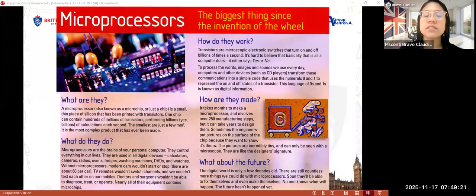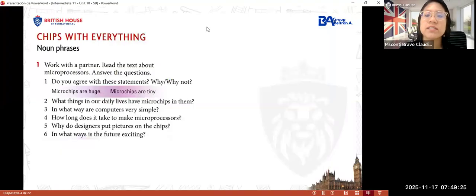So very well, guys. So this is the reading about microprocessors. Now we are going to continue with this. Okay, this is exercise number 1. You're going to read the text again, this time by yourselves, and you're going to answer these questions. We have 6 questions to answer. Number 1 is maybe a personal answer, but the other ones are according to the reading. So read and answer, please. I'll give you maybe 2 or 3 minutes for this one.